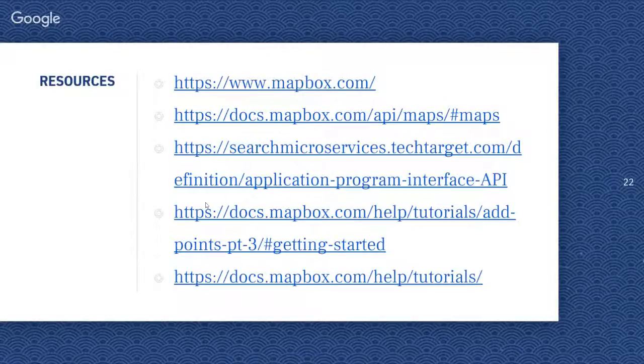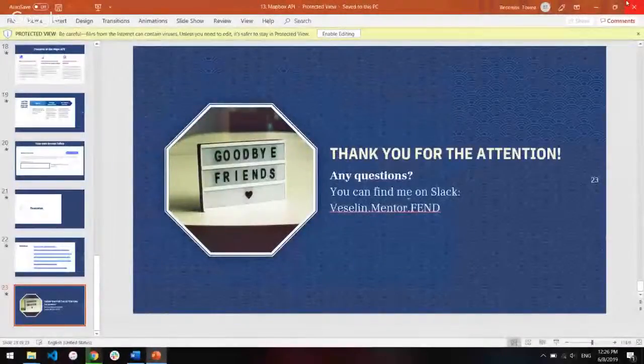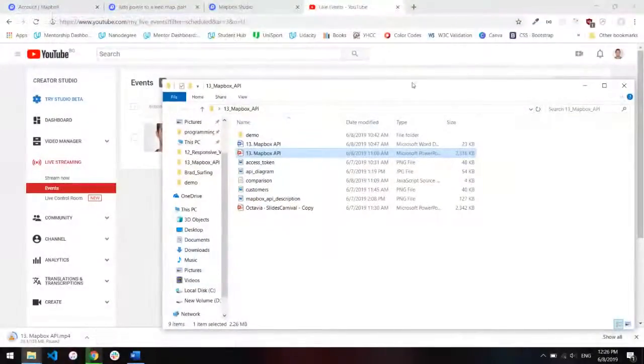The next link points to an article about APIs in general. Like I mentioned earlier, it's extremely important to know what APIs are and how to use them. This article is a good place to start. And the final link points to a step-by-step instruction on how to render your first map in your own app. So we'll go through that process in just a minute. And that's actually it for the presentation. Let's end it right here.